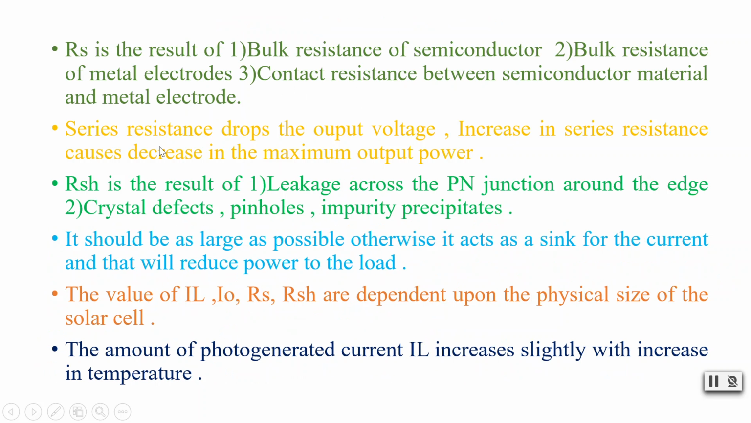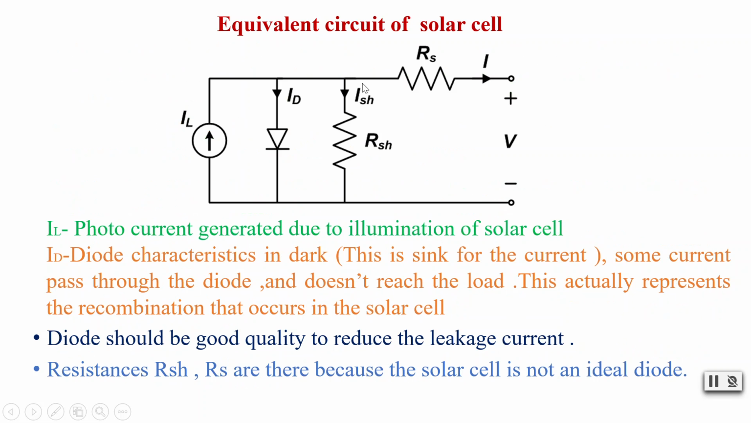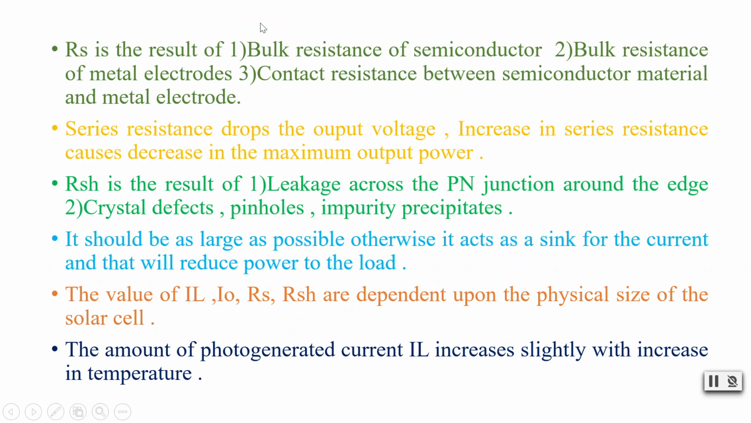Here the series resistance will drop the output voltage. The drop across this resistor is I times RS. So the voltage that we get at the load will reduce if RS is more. So it is desirable to have a low value of series resistance RS. And this increase in series resistance causes a decrease in the maximum output power.